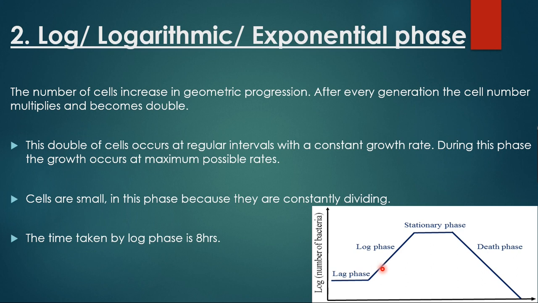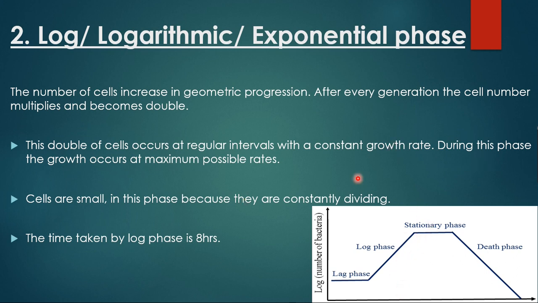So this log phase is also called the logarithmic or exponential phase. Here the number of cells increases in geometric progression. That means 2 becomes 4, 4 becomes 8, 8 becomes 16. So like this there is a rate at which they are going to increase. After every generation the cell number multiplies and becomes double. So this doubling of cells occurs at regular intervals. They are not going to do as they wish. They occur at regular intervals with a constant growth rate. So that's why we have a nice slope of the line in the figure.